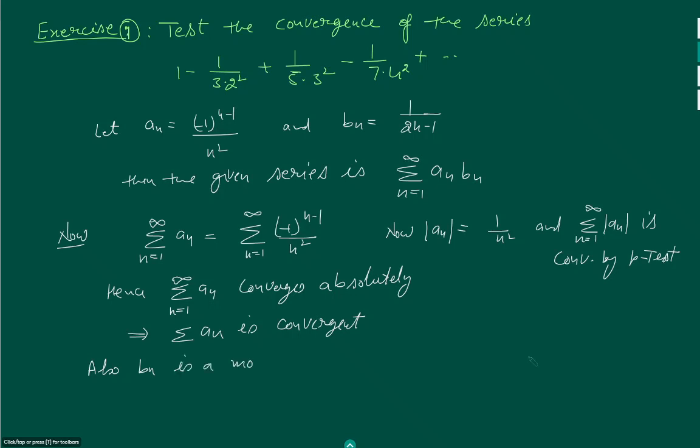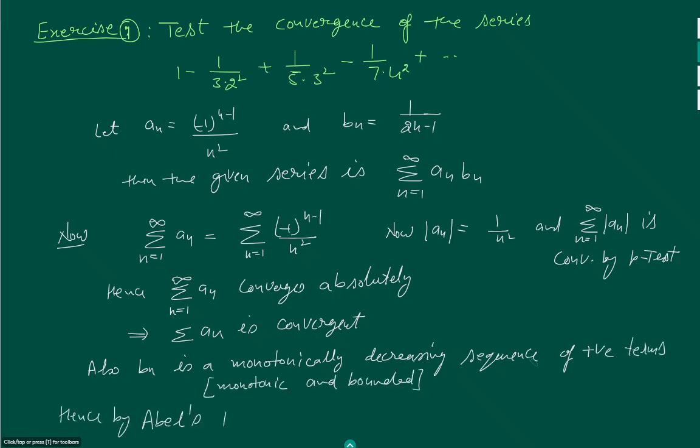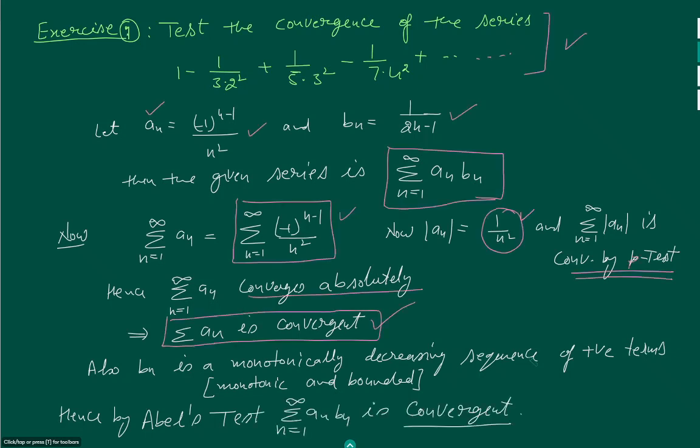Also, b_n is a monotonic sequence because b_n is 1 over 2n minus 1. So it is a monotonically decreasing sequence of positive terms, and it also converges to zero, so it is bounded. So b_n is monotonic and bounded. All terms of b_n lie between 0 and 1. So hence by Abel's test, the series summation a_n b_n would be convergent. I hope you have understood this exercise.